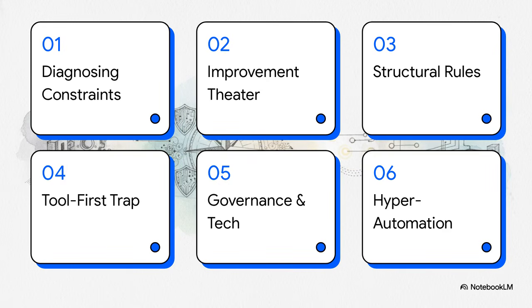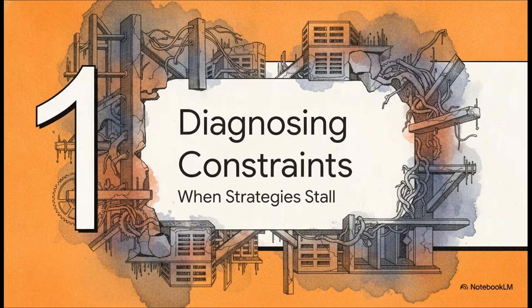1. Diagnosing operating model constraints. 2. The improvement theater failure. 3. Rules for structural transformation. 4. The tool-first trap mechanism. 5. Sequencing, governance, and technology. And finally, 6. Coherent hyperautomation. Let's dive in. Section 1.